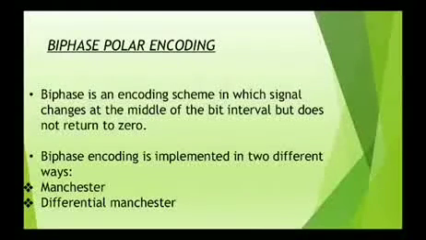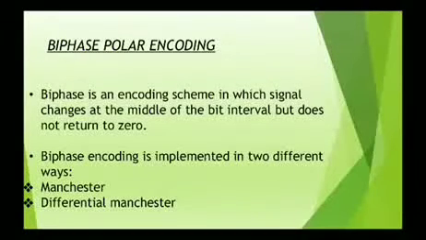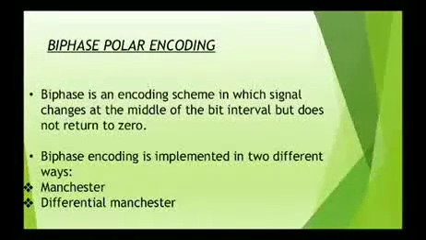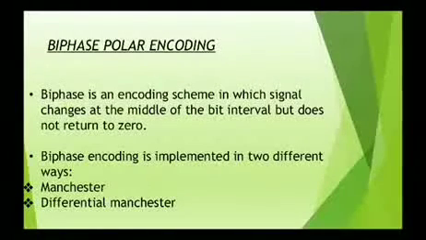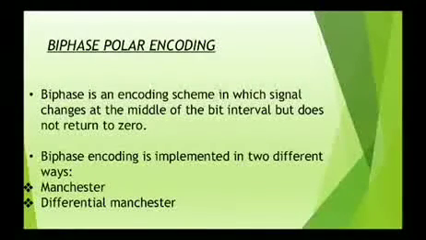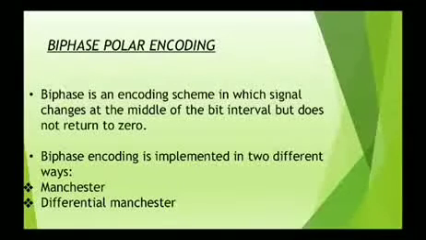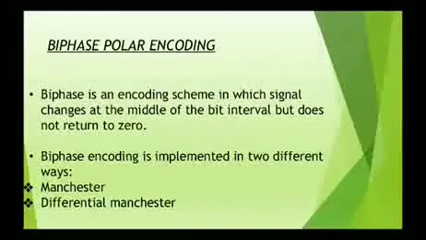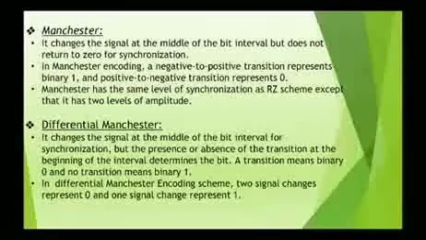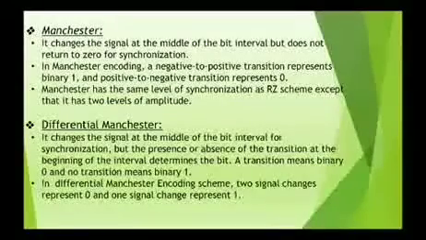Next, biphase polar encoding. Biphase polar encoding is an encoding scheme in which the signal changes at the middle of the bit interval but does not return to 0. In biphase encoding, the voltage pulses don't return to 0, and biphase encoding is implemented in two different ways, that is Manchester and differential Manchester. Let's see what Manchester and differential Manchester are.